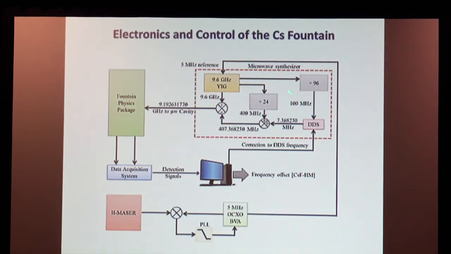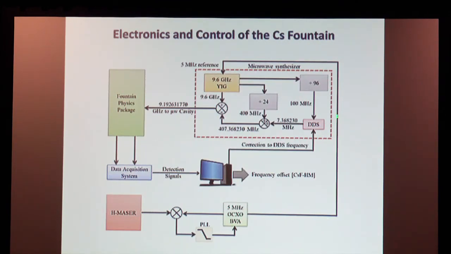And a little bit about the electronics and control of the cesium fountain. Basically, we have to generate a microwave frequency corresponding to the resonance of that clock transition, and we scan it across the resonance. And this frequency is usually referenced to a 5 megahertz very low noise oscillator, which is again referenced to the hydrogen maser, which is a part of our time scale.